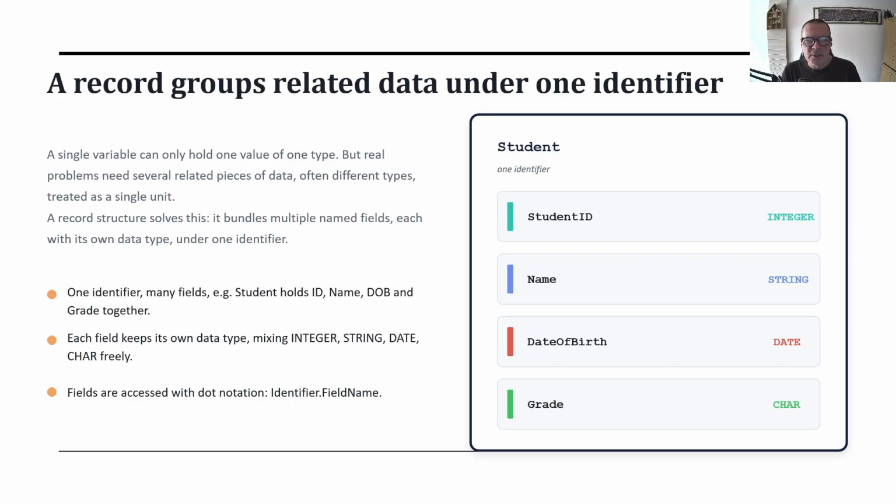And they all have their own data types as well. And fields are accessed with dot notation. So if you want to refer to one particular part of the record, then you use the record data type followed by a full stop, followed by the name of the field that you want. For example, student.name would give you just the name from the record, and student.grade just the grade.